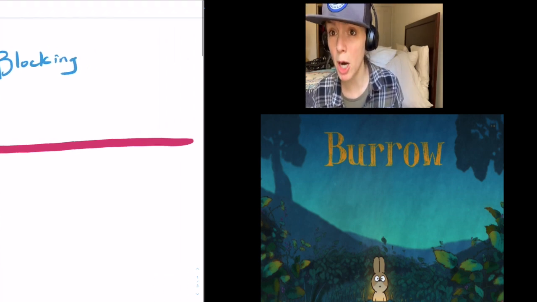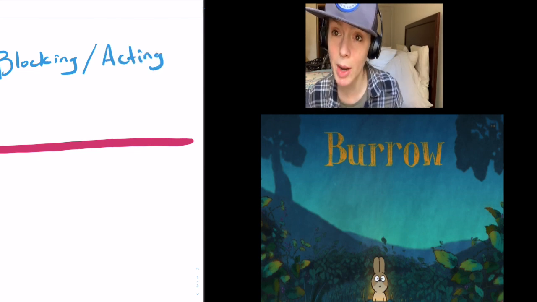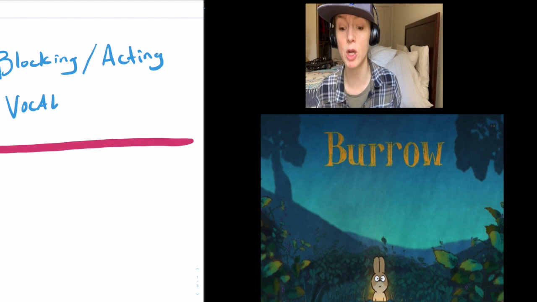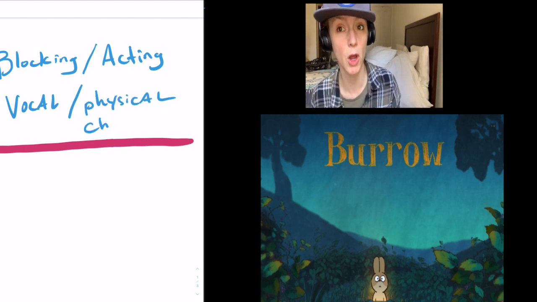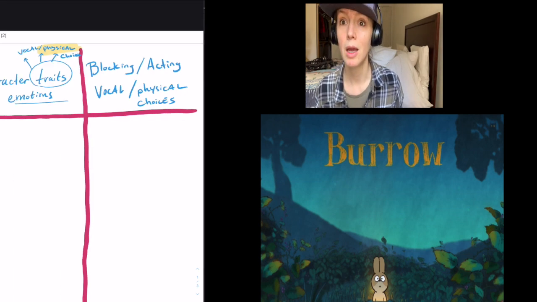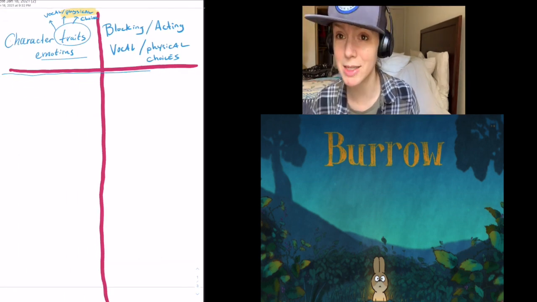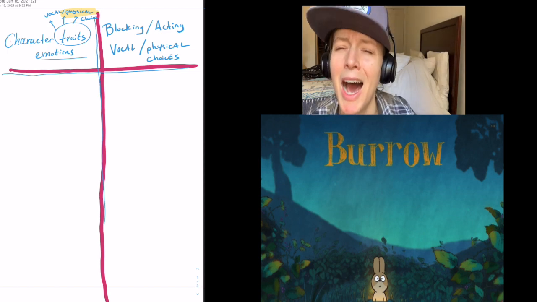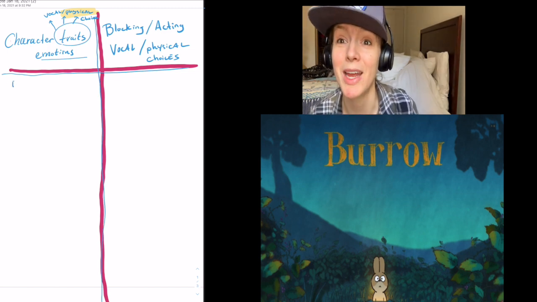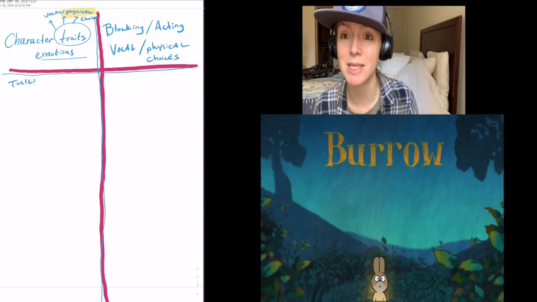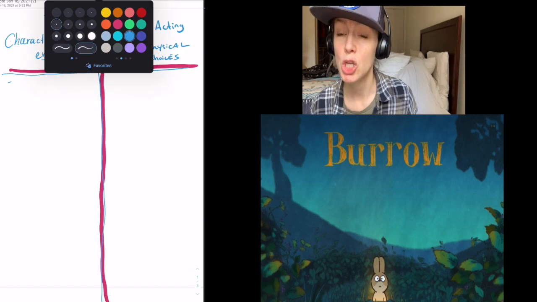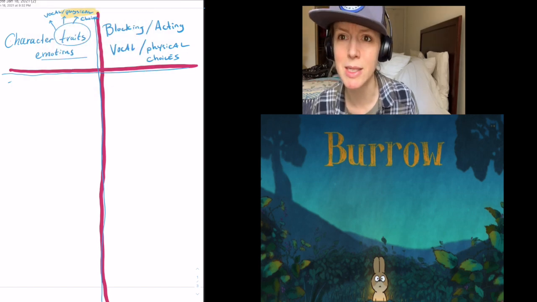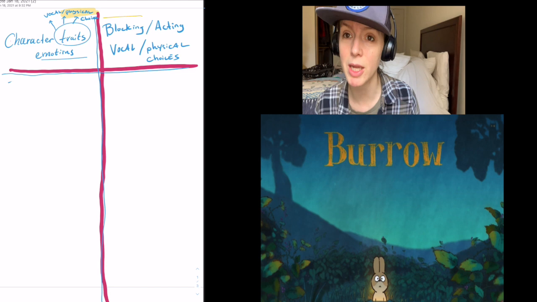The Burrow is about a rabbit who can't talk, and it's a great way for us to focus on blocking. As you can see right here in the first photo, he is not talking. I'm not going to play the video, because I don't want to get sued by Disney. But he has wide eyes, and he looks scared. So this makes us interested, and what you want to do is make the audience interested.